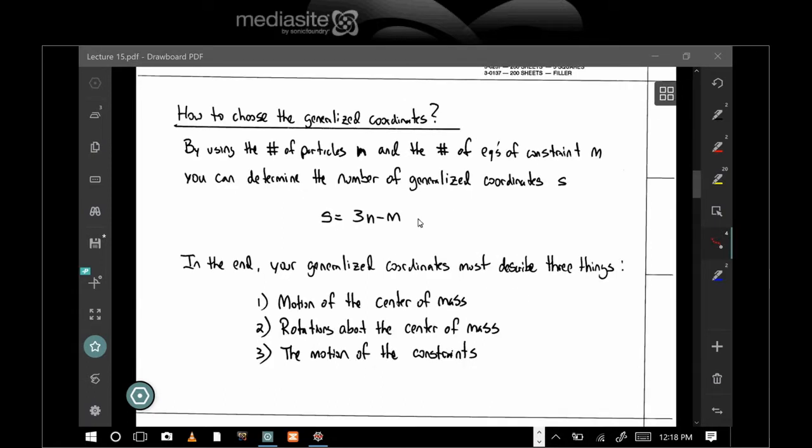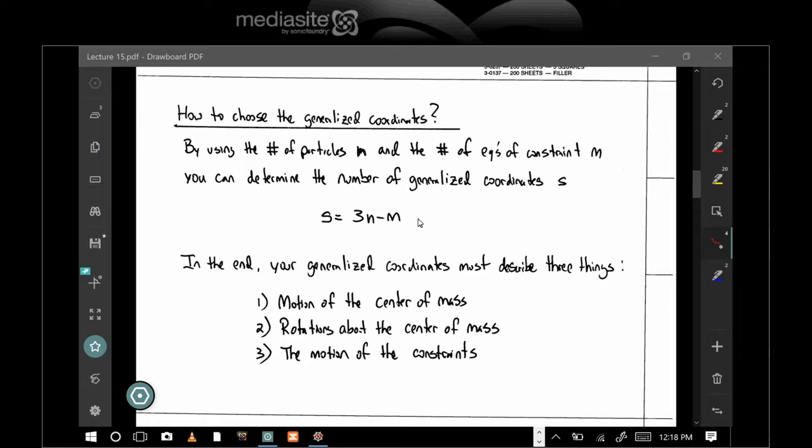So finally, how do you choose the generalized coordinates? It comes through experience, but actually, what you need to do is you need to first calculate, roughly, the number of generalized coordinates. So you think about, okay, number of particles times 3 minus the number of constraints. That gives me the number of generalized coordinates. Really, s is a measure of the degrees of freedom of a problem.